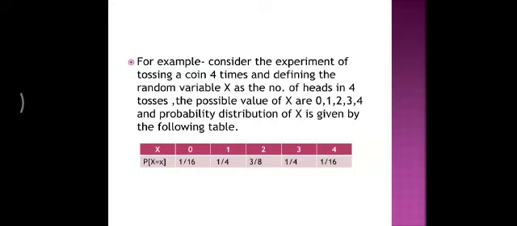For getting 1 head in 4 tosses, we get probability 1 by 4. For 2 heads, there will be 3 possible outcomes out of 8. For getting 3 heads, we get 1 by 4 probability, and for getting 4 heads, 1 by 16 probability. Okay, this is the example for probability mass function.